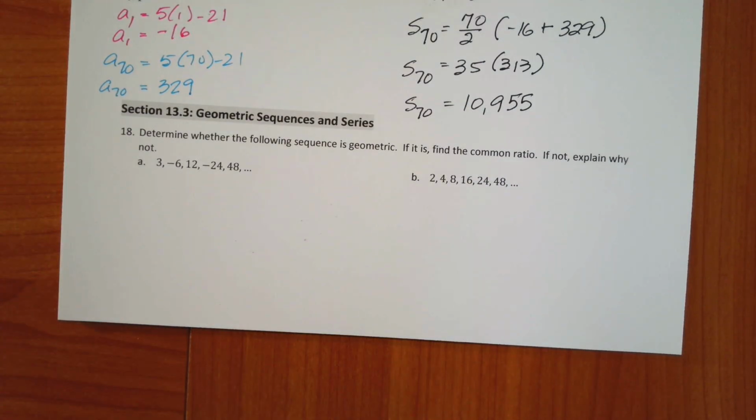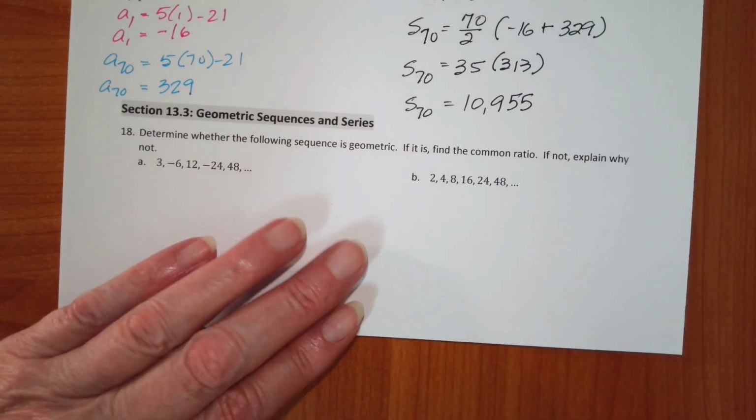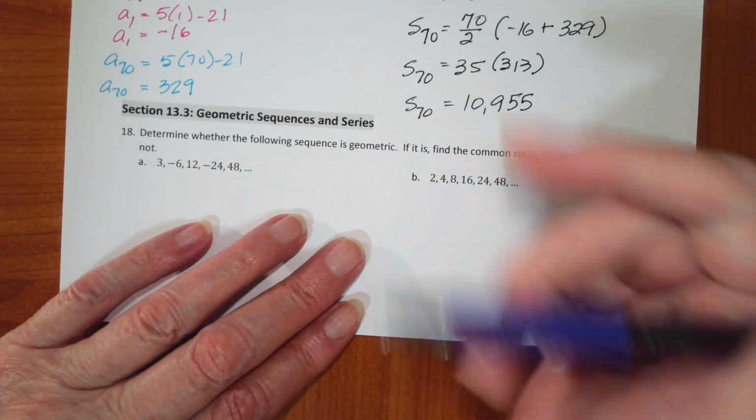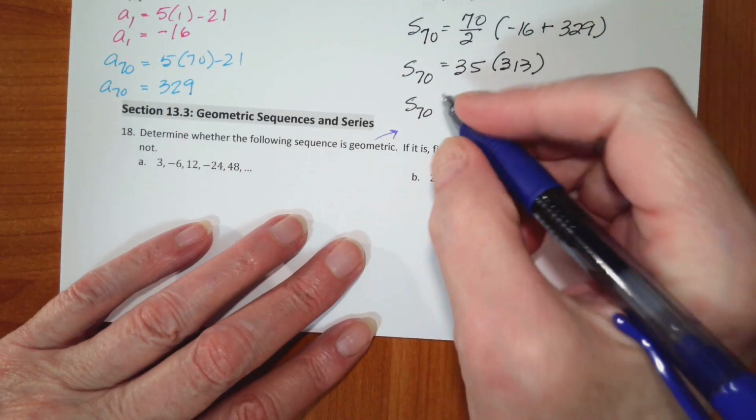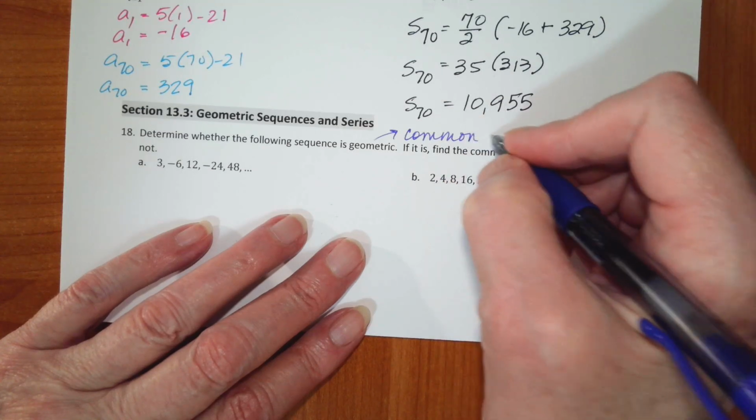Okay, let's look at geometric sequence series. In a geometric sequence series, this means it has a common ratio.